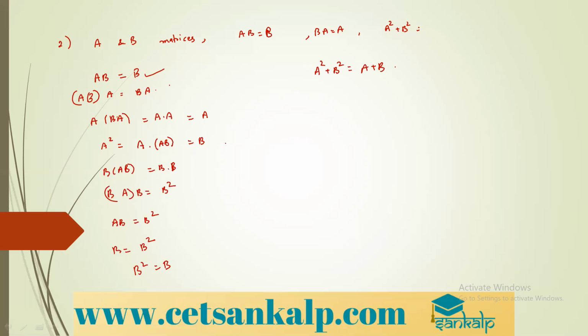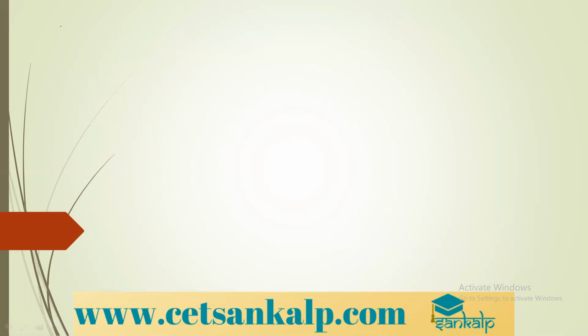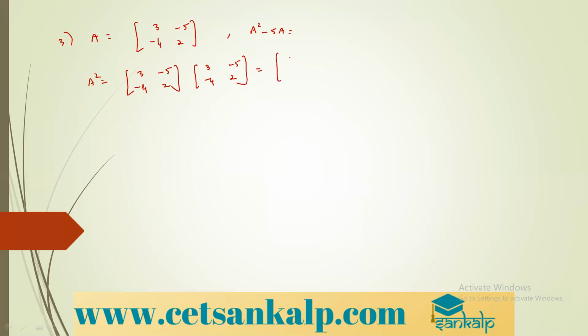There is a lot and lots of confusion here, but go through it carefully. You will understand. Third one, A is [3, -5; -4, 2]. You have to find A square minus 5A equal to. So first I will find A square, that is [3, -5; -4, 2] into [3, -5; -4, 2]. So when I multiply, I will get 3 into 3, 9, minus 5 into minus 4, 20.